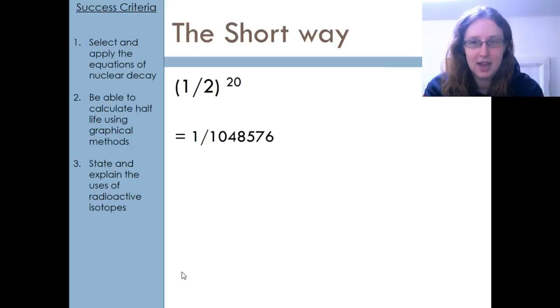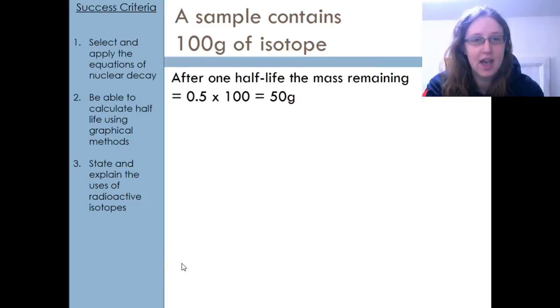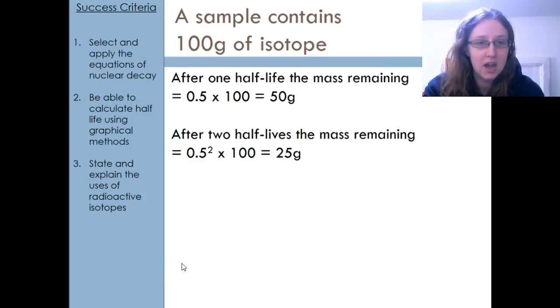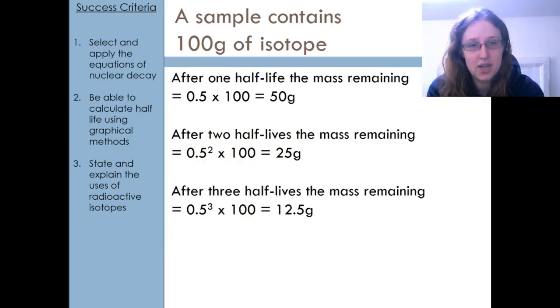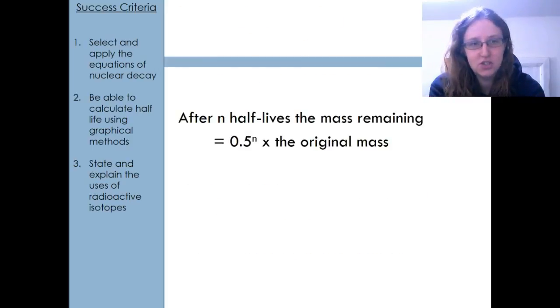So let's think about how we could figure out how much is left if I have a specific sample of an isotope that's going to decay. If I've got 100 grams of my isotope, after one half-life I'm going to have 50 grams. After two half-lives I'm going to have a half squared times 100, so 25 grams. After three half-lives it'd be a half cubed times 100, which gives me 12.5, and you get the picture. So if I want to figure out how much is left, I can raise a half to the power n, which is the number of half-lives, times the original mass, and that will give me the mass that's left over.